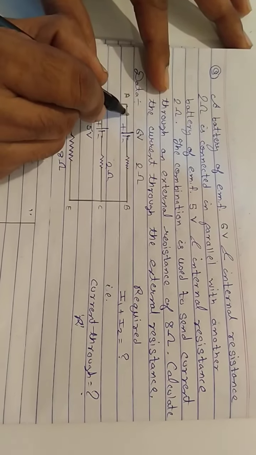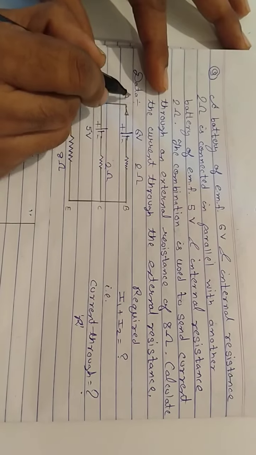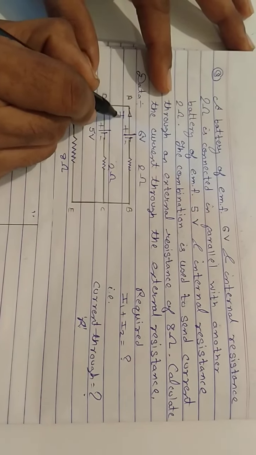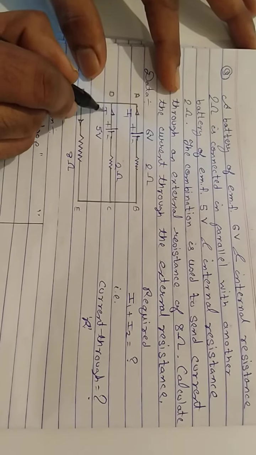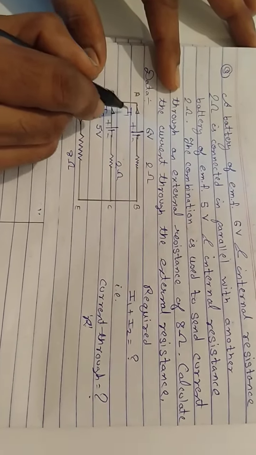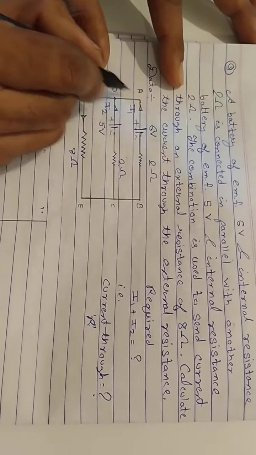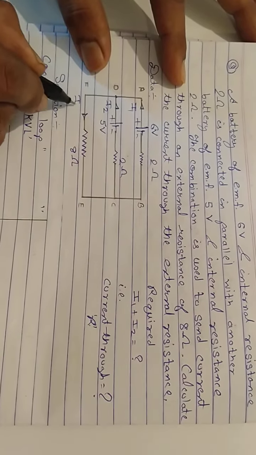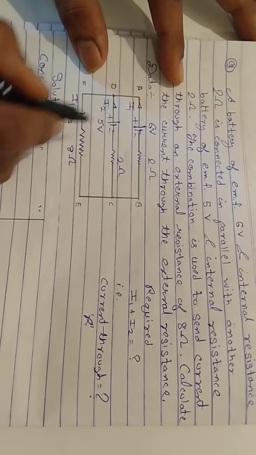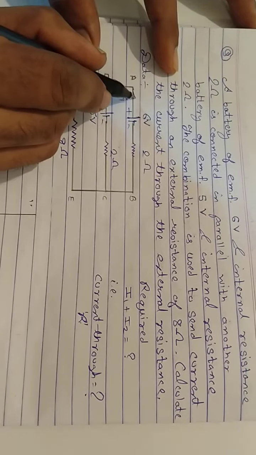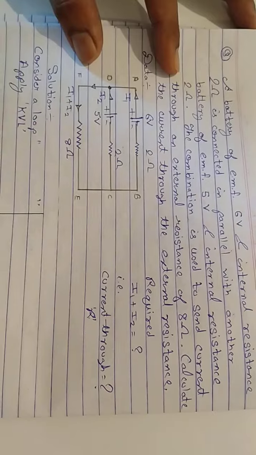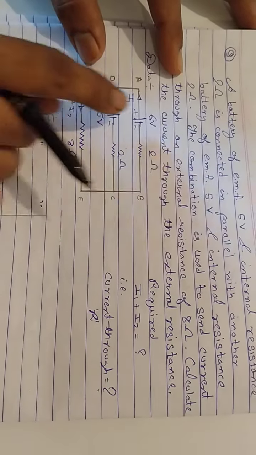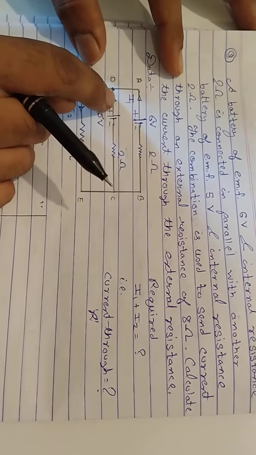Students, let us consider the current flowing through the first branch as I1, and the current flowing through the second branch as I2. The current flowing through the external branch is the sum of I1 plus I2, because we observe that for this junction, the sum of incoming current is equal to outgoing current. So the outgoing current is the sum of incoming currents, that is I1 plus I2.